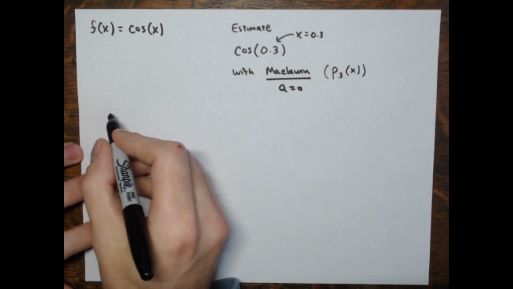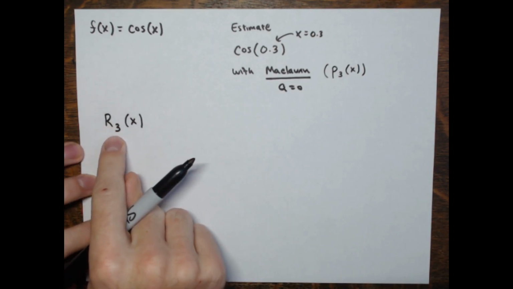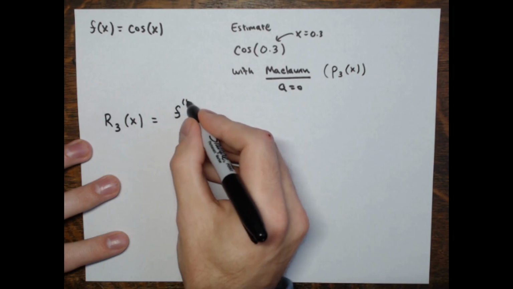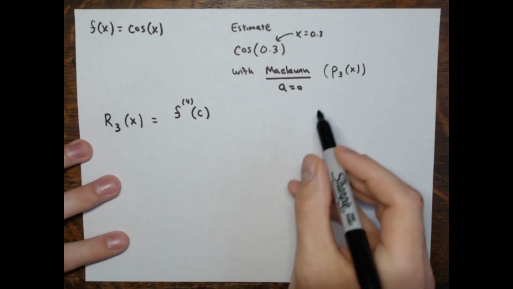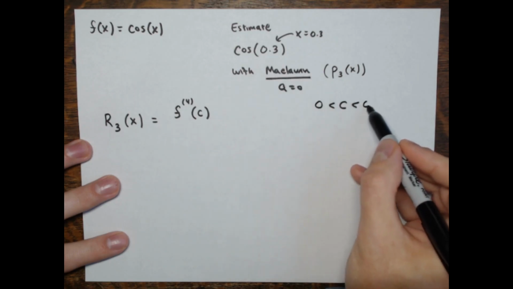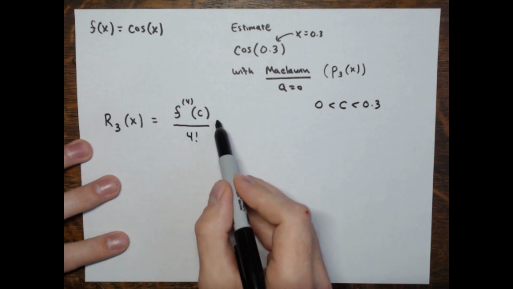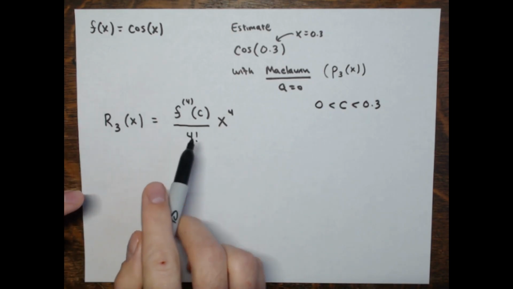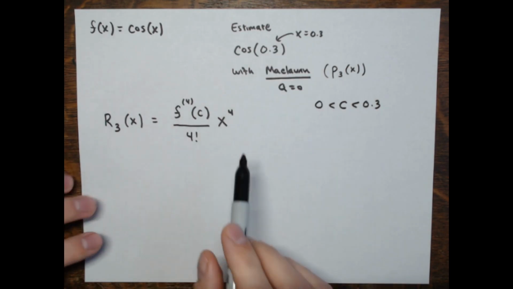Right? So we're looking at R3, the remainder after the third polynomial, which should be equal to the fourth derivative, the value of the fourth derivative at some value of c, where c needs to be between 0 and 0.3, divided by 4 factorial, and then times x minus 0 to the fourth. And we'll take the absolute value of this, the absolute error, and plug in 0.3 for x.